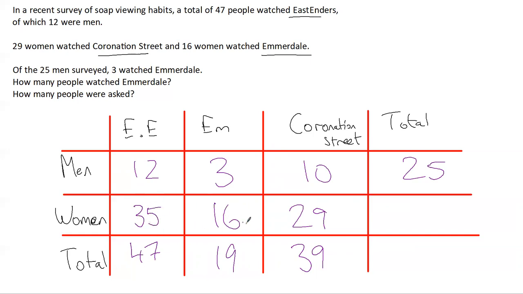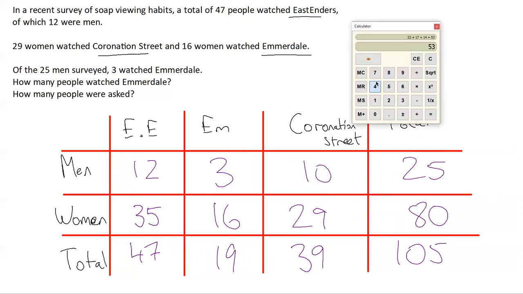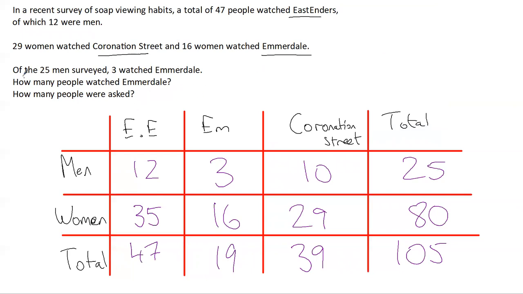35 add 16 is 51. 51 add 29 is 80. And then 25 add 80 is 105. Again, I'm just going to check these bottom 3 add up to 105, then I've got it right. 47 add 19, add 39. All good, got it right. Okay, don't forget to answer these questions. How many people watched Emmerdale? That's 19. How many people were asked? 105.